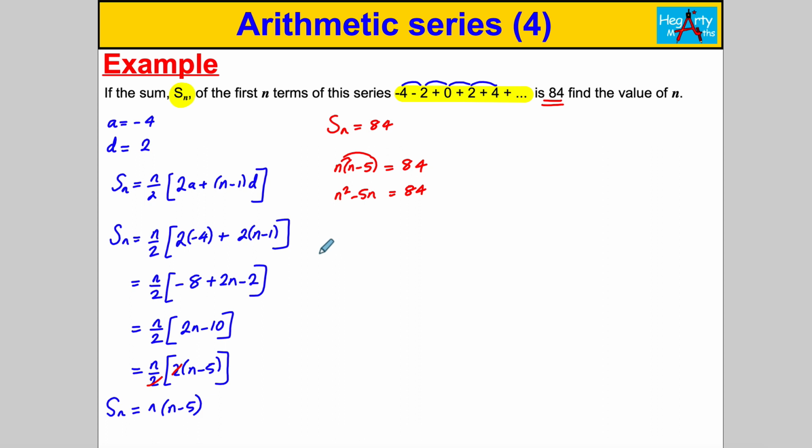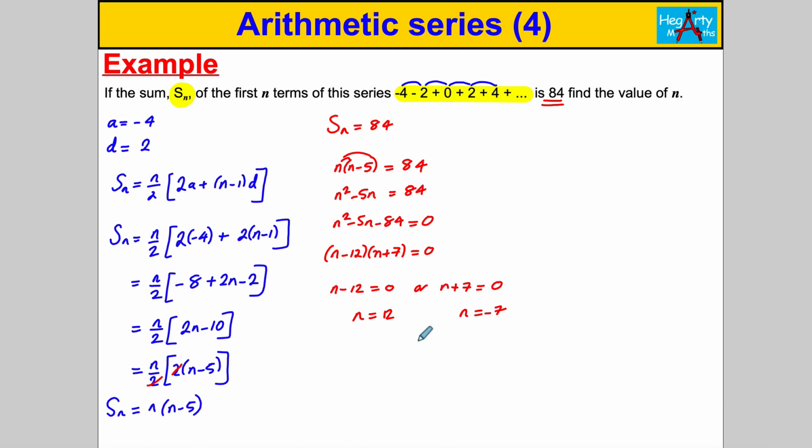To solve a quadratic, make one side equal 0 and see if you can factorize. So this is n squared subtract 5n subtract 84 is equal to 0. I can factorize this as n subtract 12, n add 7. And therefore I get n subtract 12 is 0 or n add 7 is 0. This gives me n is 12 or n is negative 7.